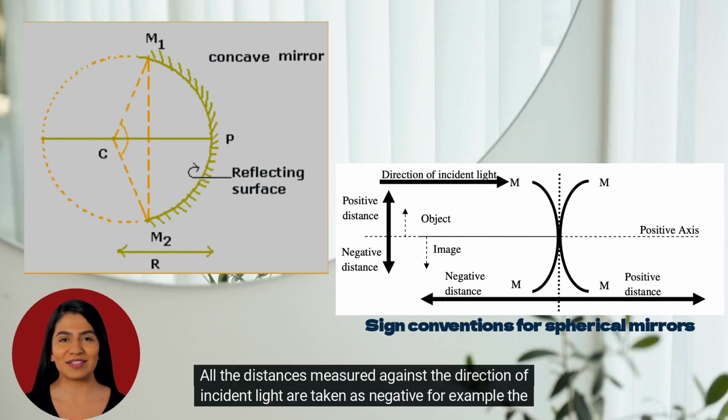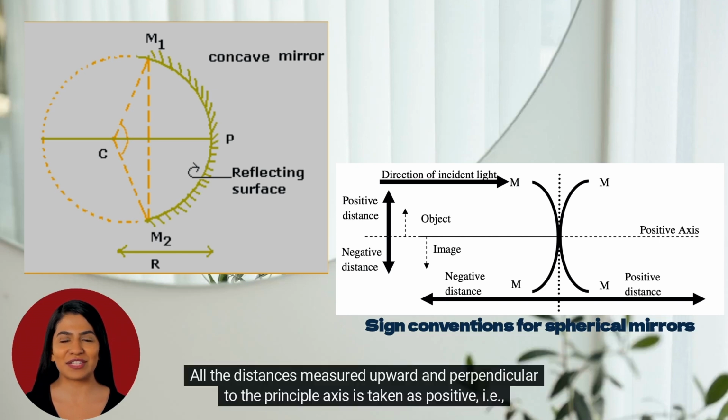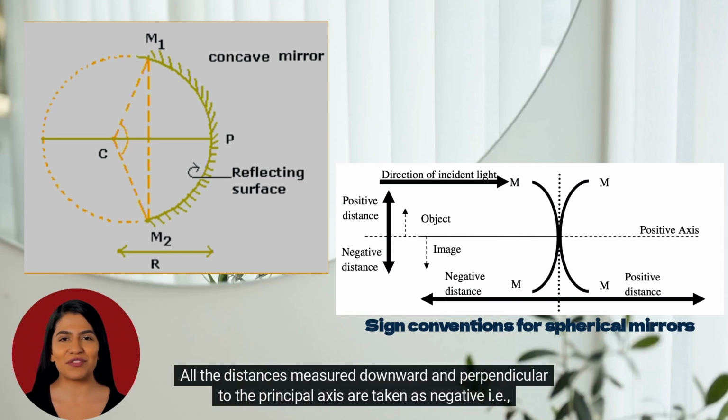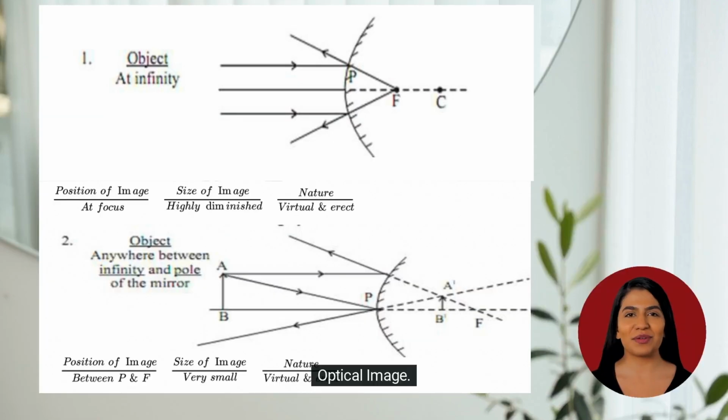All the distances measured against the direction of incident light are taken as negative. For example, the focal length of a concave mirror is taken as negative. All the distances measured upward and perpendicular to the principal axis are taken as positive, i.e., the height of an object or image formed above the principal axis. All the distances measured downward and perpendicular to the principal axis are taken as negative, i.e., the image of an object below the principal axis.